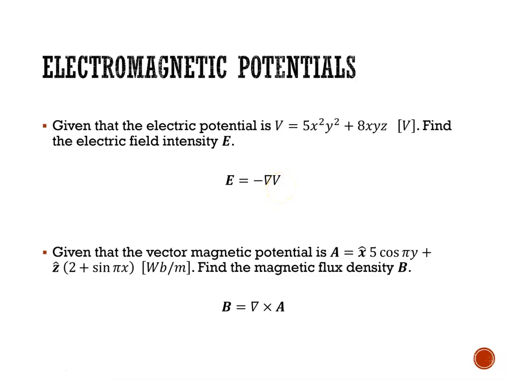For question number 2, given that the vector magnetic potential is A, which is equal to 5 cos(pi y) x hat plus 2 plus sin(pi x) z hat in Weber per meter, the question asks to find the magnetic flux density B. So B is equal to the curl of A.